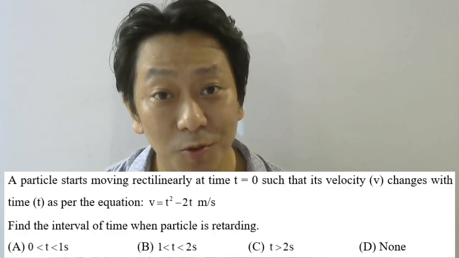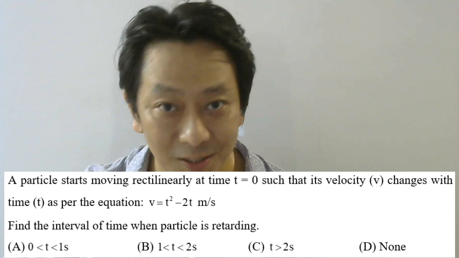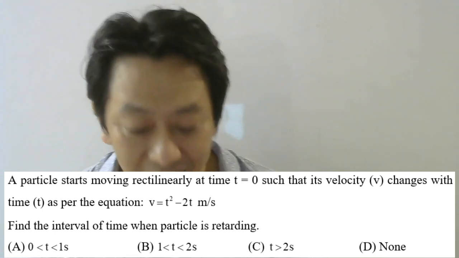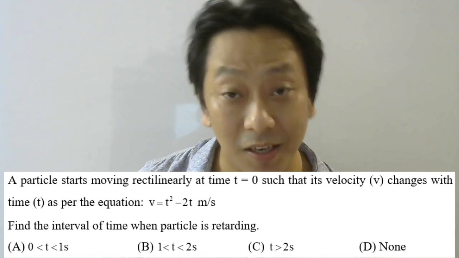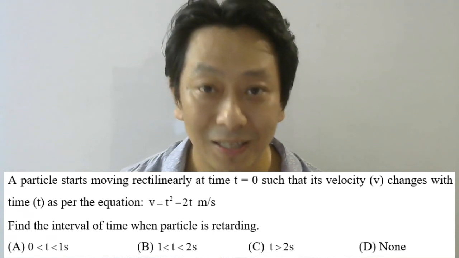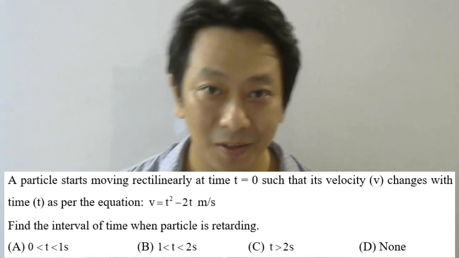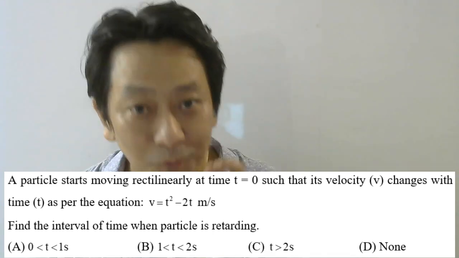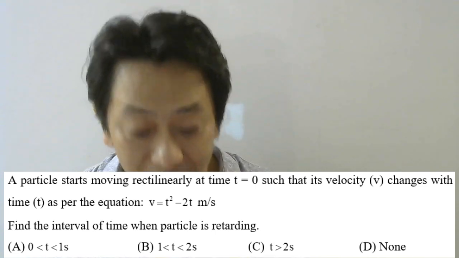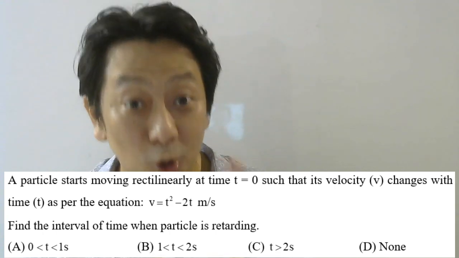Hi everyone, today's question is from kinematics, motion in a straight line. The question says a particle starts moving rectilinearly, which means it is moving in a straight line, at time t equal to 0, such that its velocity v changes with time as per the equation v equal to t square minus 2t in the units meter per second. We have to find the interval of time during which the particle is retarding. Retarding means it is slowing down.